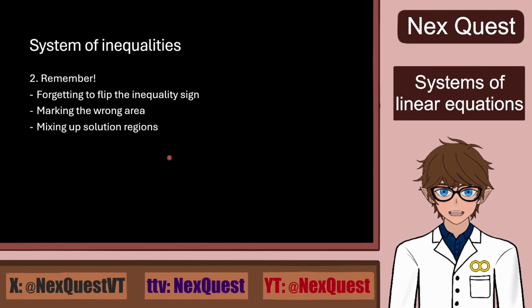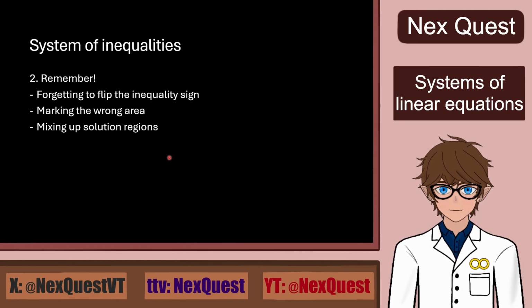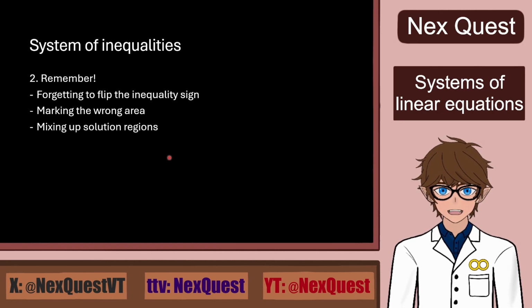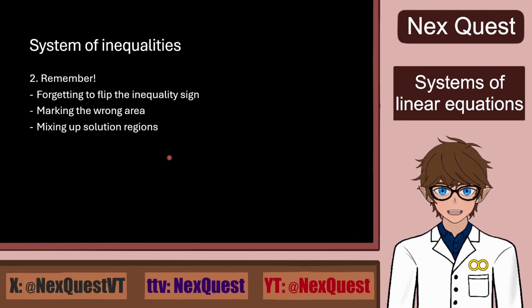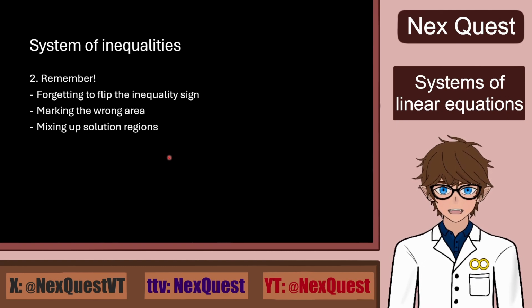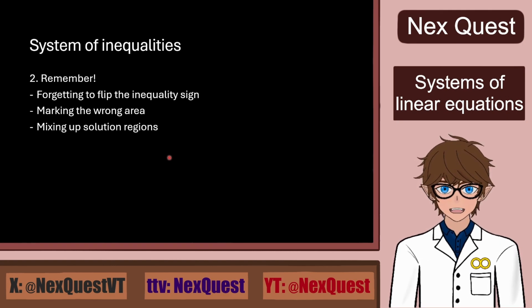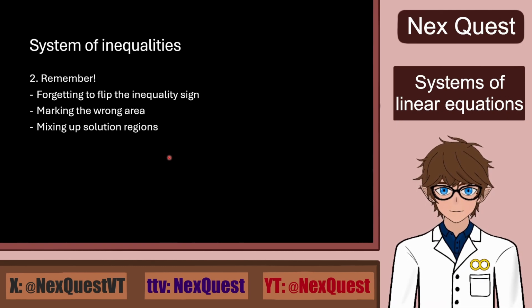Next is mixing up solution regions. Sometimes, especially with more than two inequalities, you can get confused about what areas are overlapped by all inequalities or if one or two are missing. So my suggestion would be just to use different colors for each inequality, or if you're just working with a pen or a pencil, use different types of line fillings. So vertical filling for one, horizontal filling for the other, wavy for the third, sharp zigzag lines for the fourth, etc. So it's easier to determine which area has all of the inequalities in it.